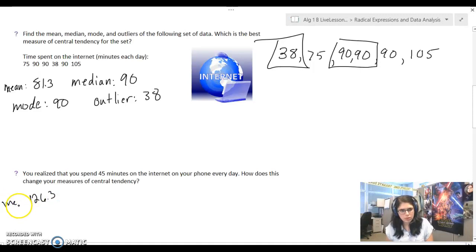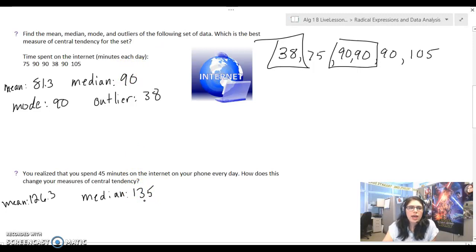Oops. That is the mean. And what you're going to find is that, think about if I'm adding 45 to each of these and then finding my median, that middle number is also going to be 45 more than the 90 that we got for the previous problem. So I'm going to add 45 to that 90 and get 135.